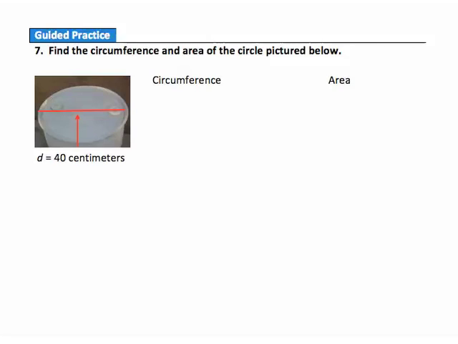Question 7. Find the circumference and area of the circle pictured below. You can see I have a barrel, and the diameter of that barrel is 40 centimeters. Let's go ahead now and calculate the circumference of the top or the lid of that barrel. So the circumference is pi times diameter. Now we're just going to plug this information in. Pi is 3.14. Diameter is 40. So I need to multiply 3.14 times 40.